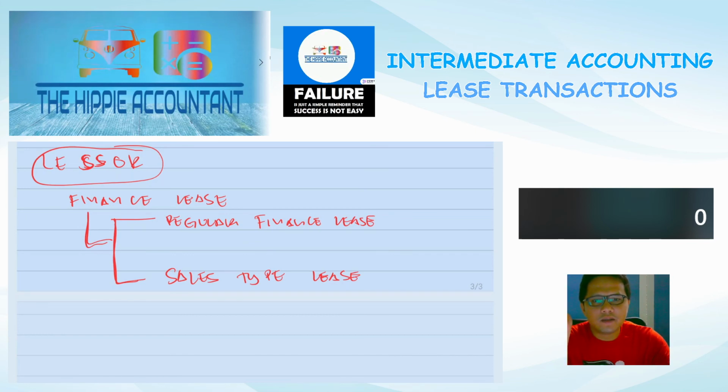Regular finance lease is that yung katandaan lang talaga natin dito is that yung lessor is basically only in the business of leasing. Kumbaga, yung ginagawa lang talaga niya is that nagpaparenta. That is regular finance lease. Nagpaparenta. Or part of the nature of its business is that nagpaparenta talaga siya.